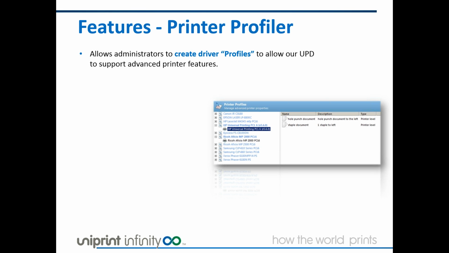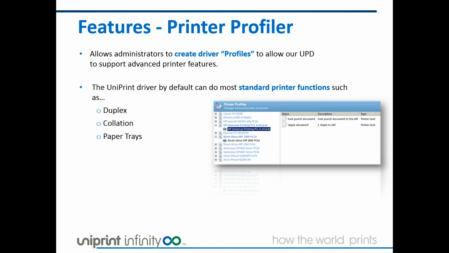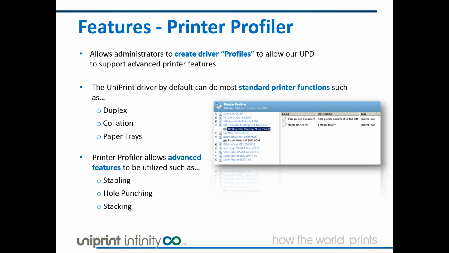So an example of that: our universal driver can cater for all of the standard features of printing, so duplexing, collation, paper trays, color settings, things like that. However, the advanced features of printers, such as stapling, hole punching, stacking, are unique to each vendor, and we can't put that functionality out of the box into our driver. The profiler allows us to capture that information and allows us to use those features. So I'm just going to shift over again to my demo.